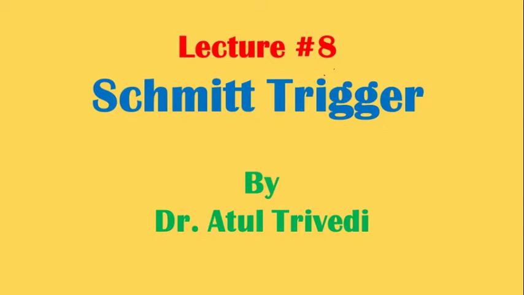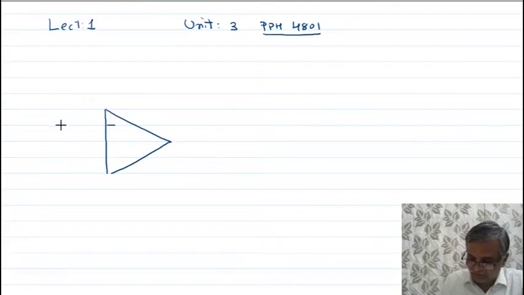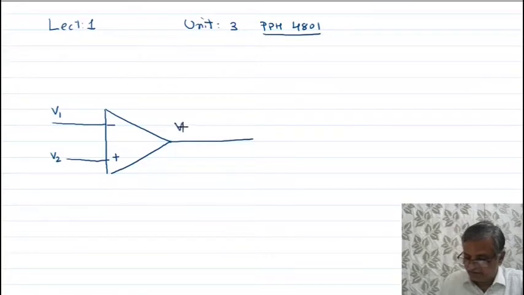Let me give you some idea about the comparator circuit. This is your V1 voltage you are giving to the inverting terminal, and V2 voltage you are giving to the non-inverting terminal, and VO you want to write. It's an open loop operation. Open loop, already you know, no feedback is connected, so it is given by V2 minus V1.